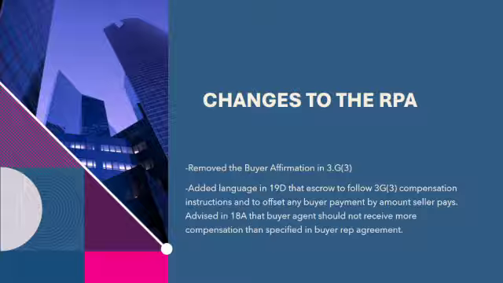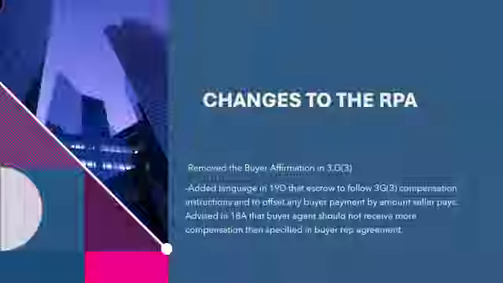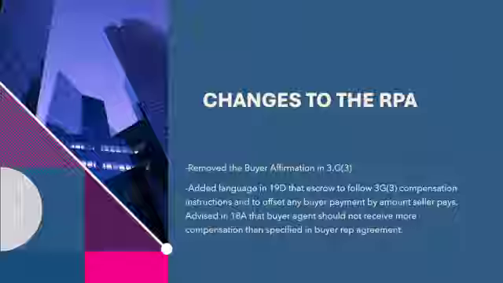So we also added language in 19D that escrow is to follow 3G3 compensation instructions to offset any buyer payment by the amount the seller pays. Advised in 18A, the buyer agent should not receive more compensation than specified in the buyer rep agreement, which was also in the BRBC.